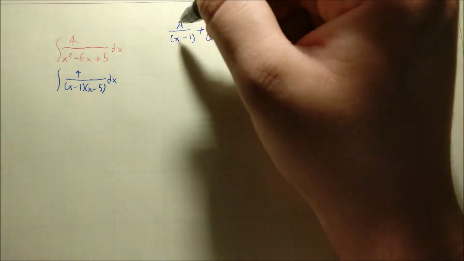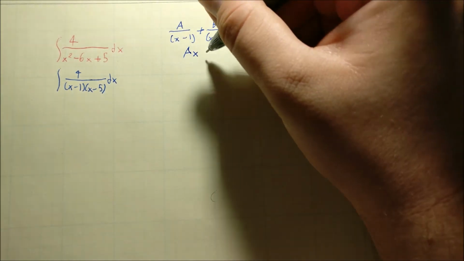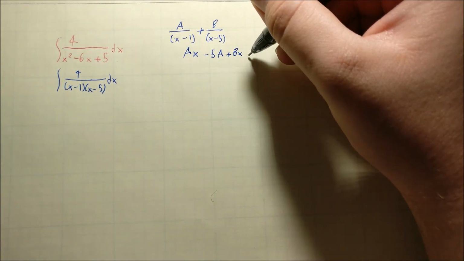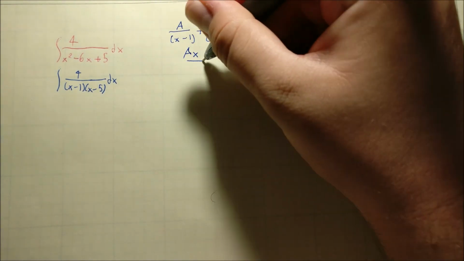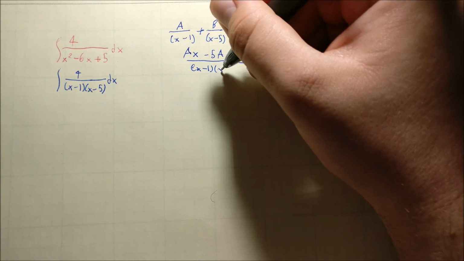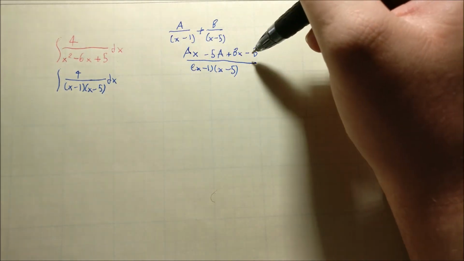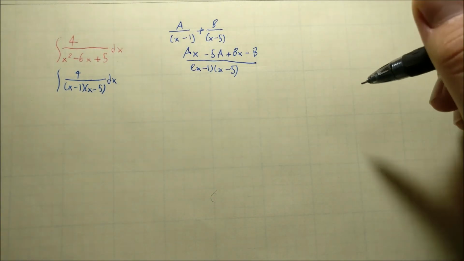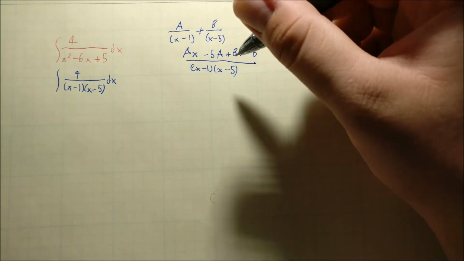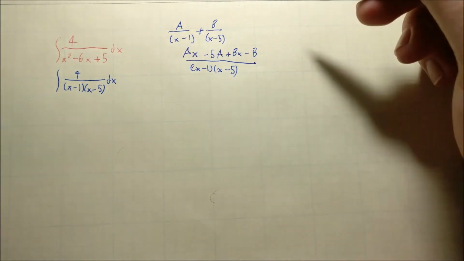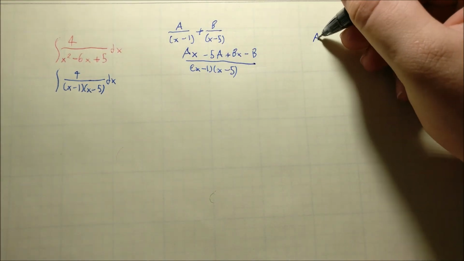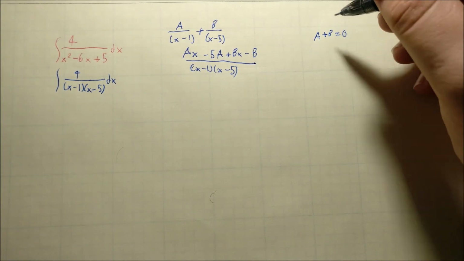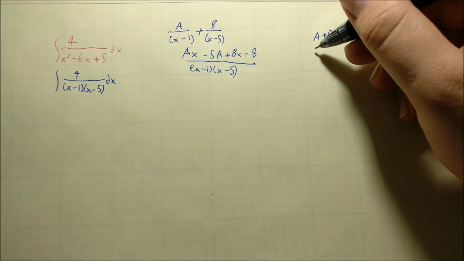So if we add these two fractions together as they are, we get ax minus 5a plus bx minus b over x minus 1, x minus 5. So we know that a and b are such that this whole business equals 4. So then we can set up a system of equations. You know that ax and bx have to add up to 0x because there's no x term there. So a plus b equals 0. And then we also know that negative 5a and negative b have to add up to 4.